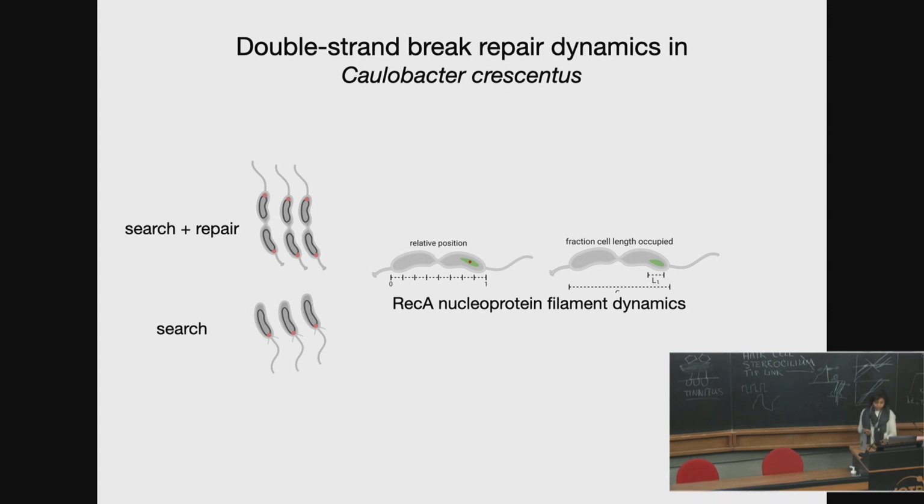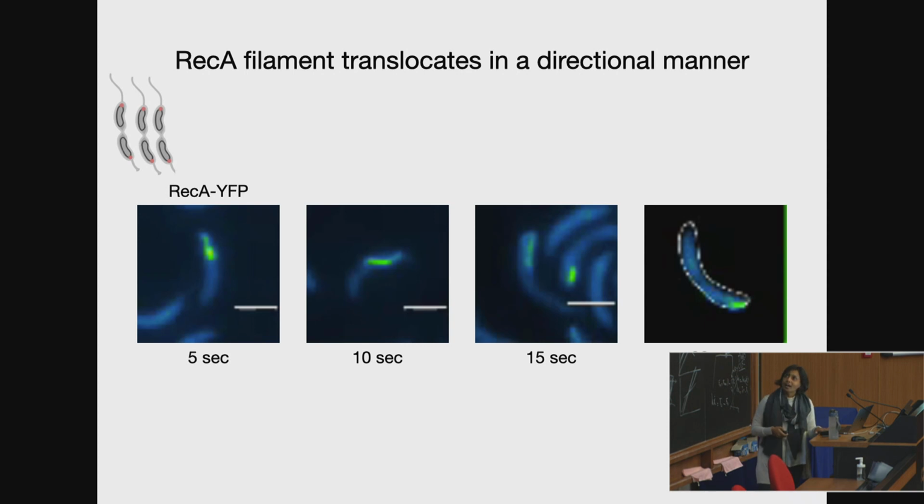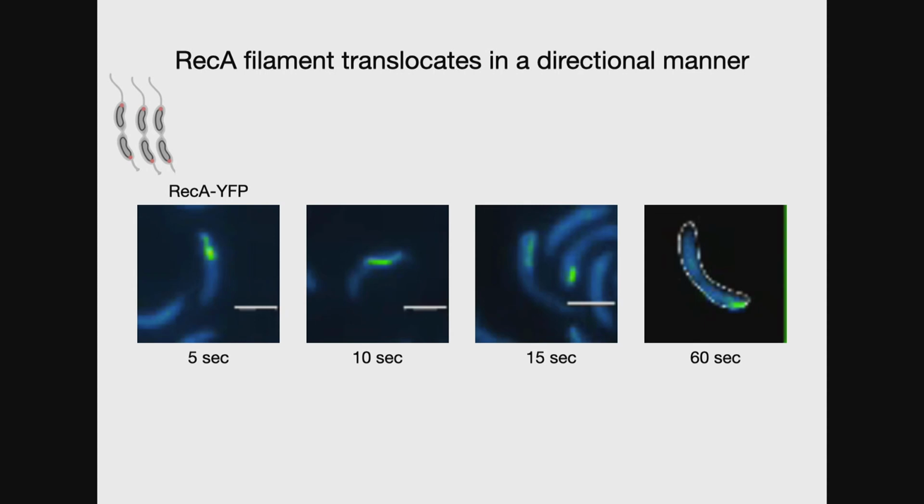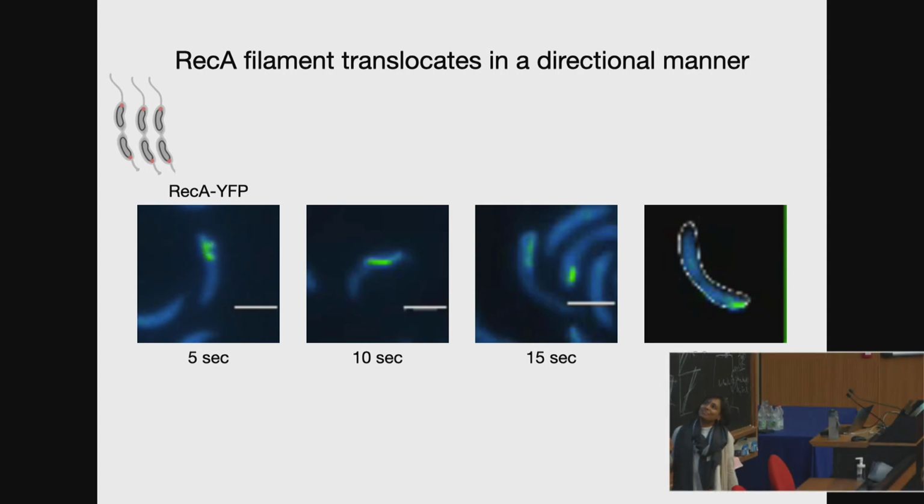All right, so what does RecA do? So we localize RecA, and just to orient you, wherever you see the localization, that's where the break has occurred. And Afroz imaged RecA every 5 seconds, 10 seconds, 15 seconds, and 60 seconds. And so I'm going to play this out for you because it's so beautiful. Every 5 seconds, RecA forms these really beautiful helical structures, and then it takes off.